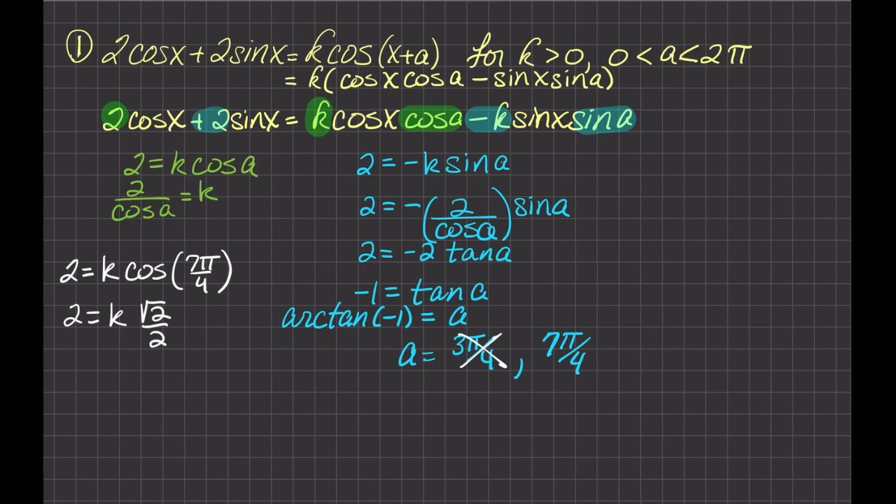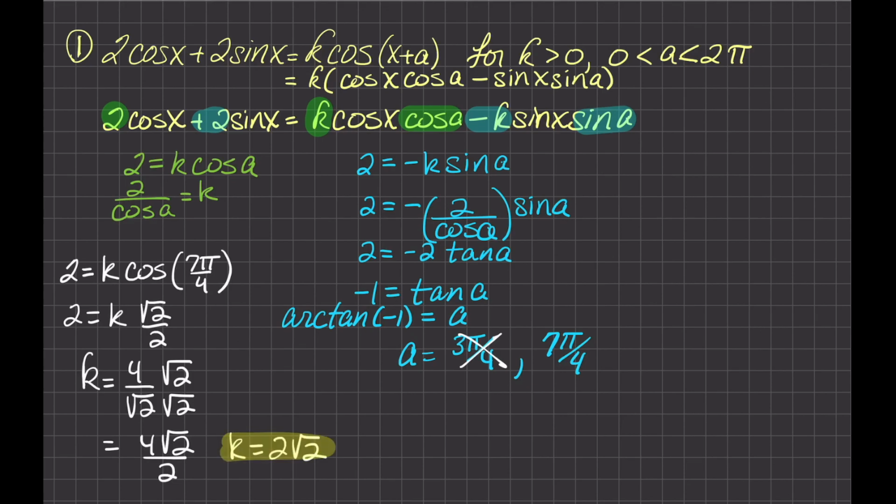And multiplying both sides by the reciprocal, we have k is equal to 4 over the square root of 2. Just do a little bit of rationalization here, and we've got 4 square root of 2 over 2, or that k is equal to 2 square root of 2. Okay, excellent.